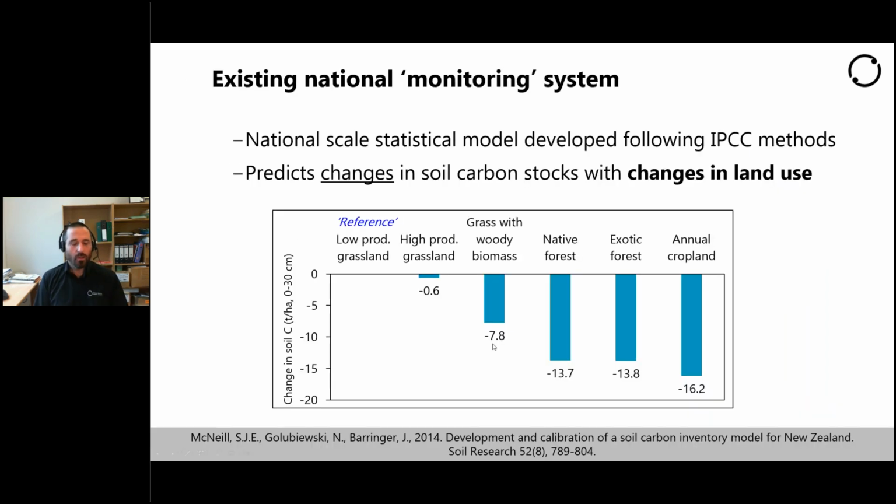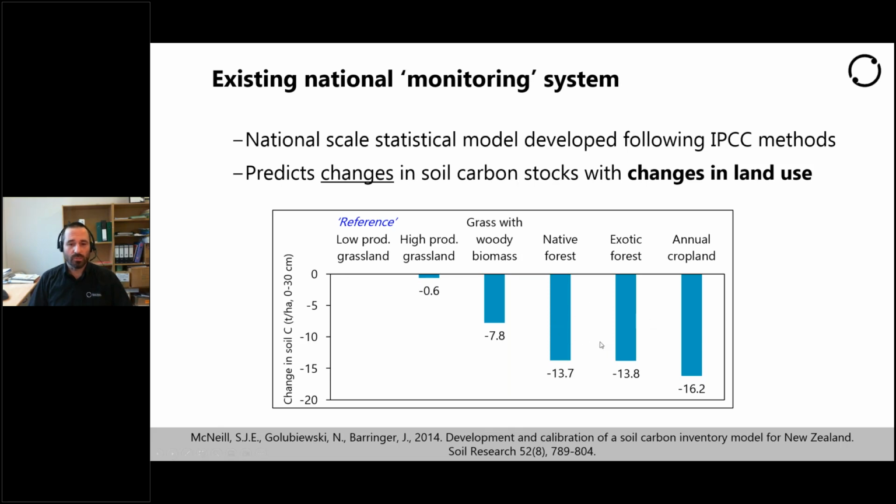So in New Zealand, we actually have an existing monitoring or modelling system for determining how soil carbon stocks change for our national inventory reporting. It's a statistical model, and it's developed following standard IPCC methods. It predicts changes in soil carbon stocks associated with changes in land use. This figure here is a summary of some of the classes. We've got change in soil carbon stocks on the y-axis, and the reference used in the model is low producing grassland. You can see that if you go from low producing grasslands to any other land uses here, you actually get a loss of soil carbon from the mineral soil.